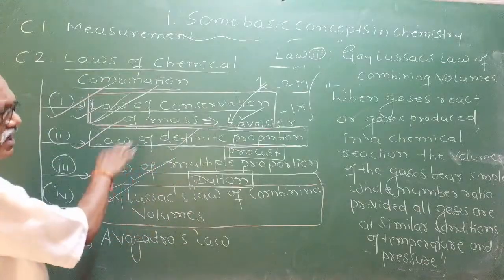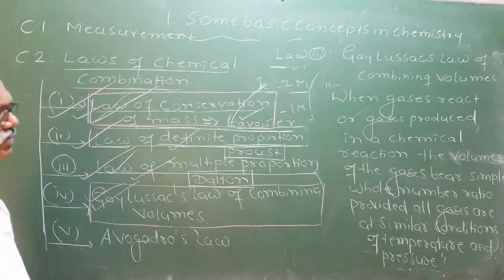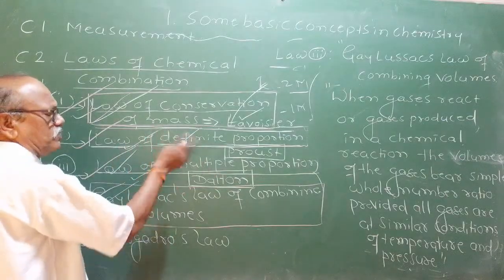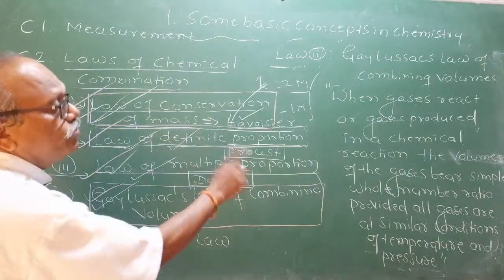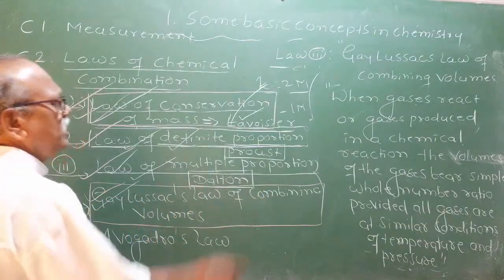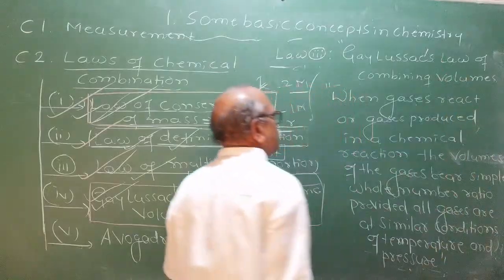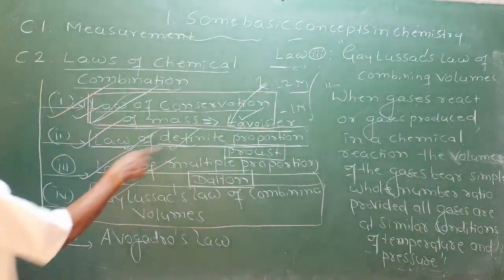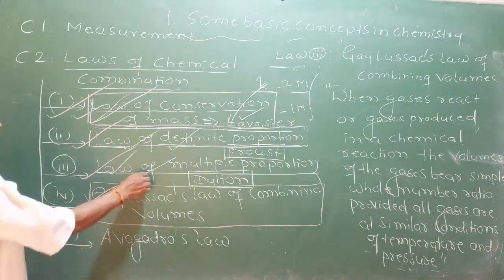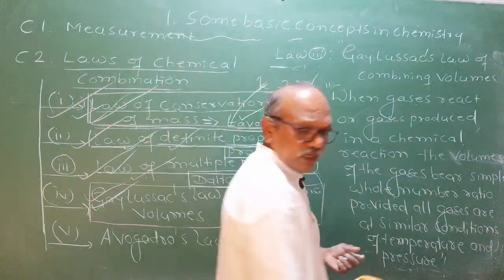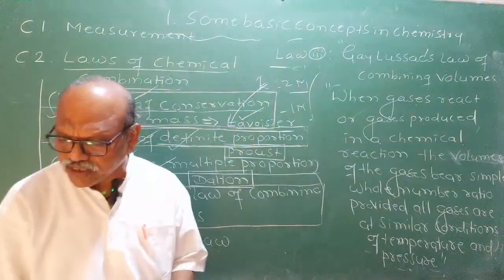In the law of definite proportion you take masses, but here you take volume. In the law of definite proportion you are taking the mass ratio. Here you are taking the volume ratio. That is the main difference. Therefore, sometimes Gay-Lussac's law of combining volumes is also called the law of definite proportion of gases. I hope you understood these laws, my dear students.